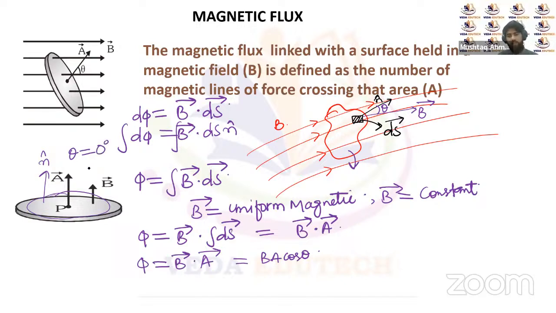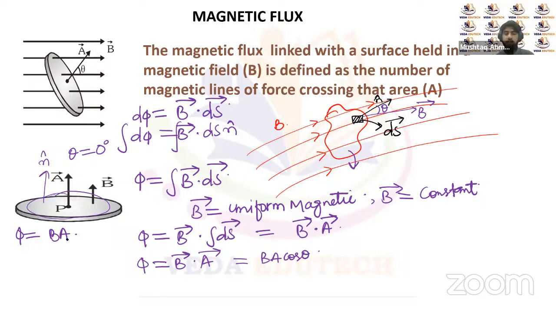It means if the angle between the area vector and the magnetic field vector is 0 degree, then the value of phi will be BA cos 0. Cos 0 is 1, so it will be BA. It means that when the angle between the magnetic field and the area vector is 0 degree, the maximum flux will be passing through it, or we can say the flux associated with that area will be maximum, right?